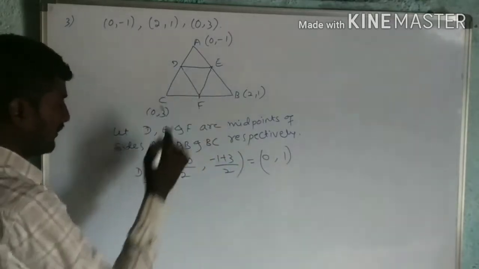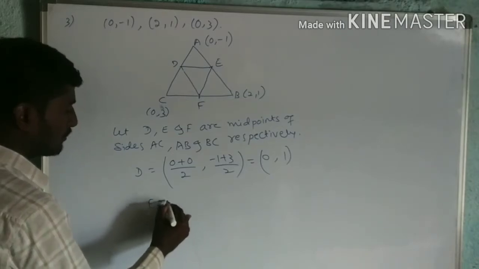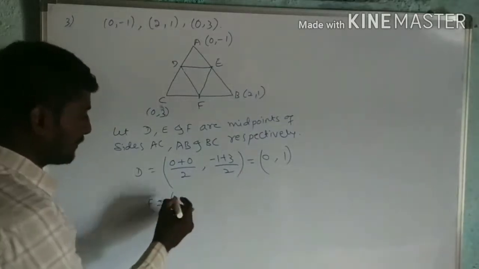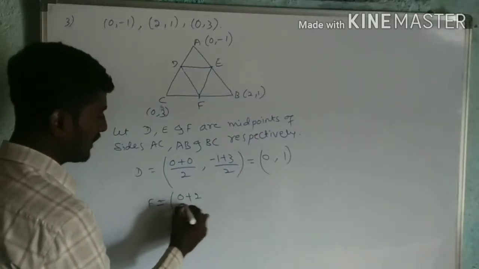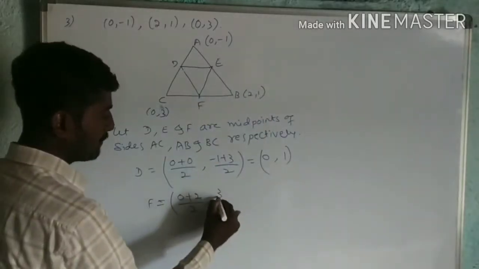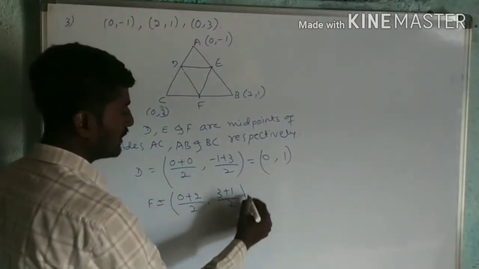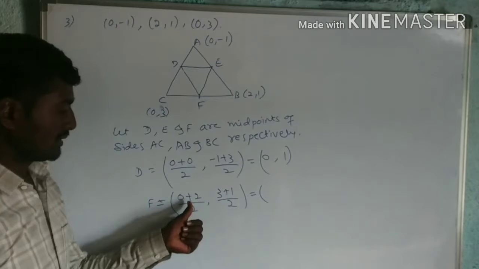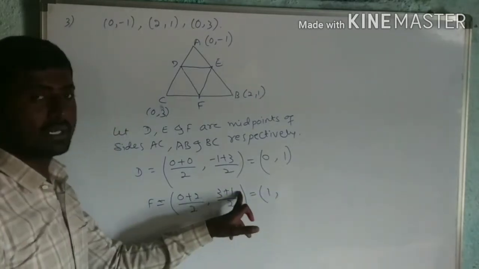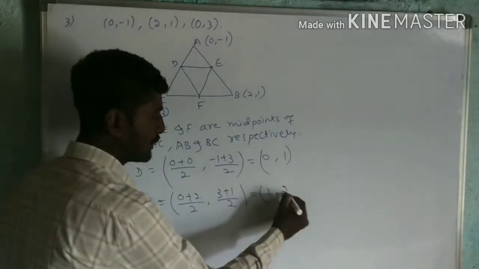Now I will go for F. F is equal to ((0 plus 2) divided by 2, (3 plus 1) divided by 2). This is equal to, 0 plus 2, 2 by 2, it is 1, and 3 plus 1, 4 divided by 2, that is 2.